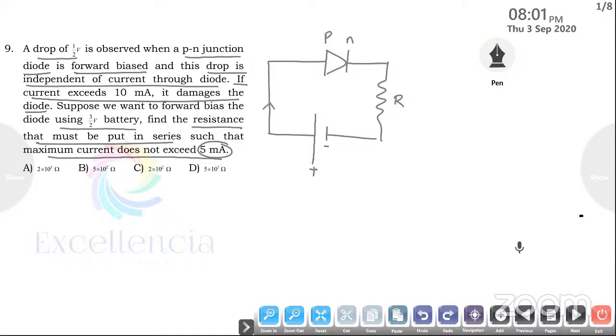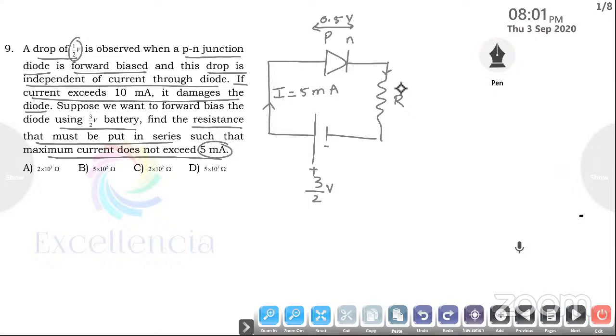So what is the maximum current that should pass through now? It is 5 milliampere. You may be confused about what this 10 milliampere information is. It is just a precautionary caution. So the current that should pass through the diode is 5 milliampere. And what is the potential dropped across this PN junction diode, immaterial of the current? It is 0.5 volts. Of this 3/2 volts supplied by the battery, 0.5 volts will be dropped across the PN junction diode, and this 5 milliampere should pass through the resistor.